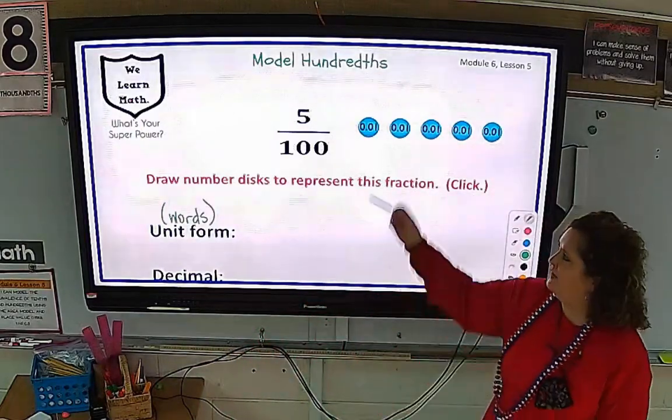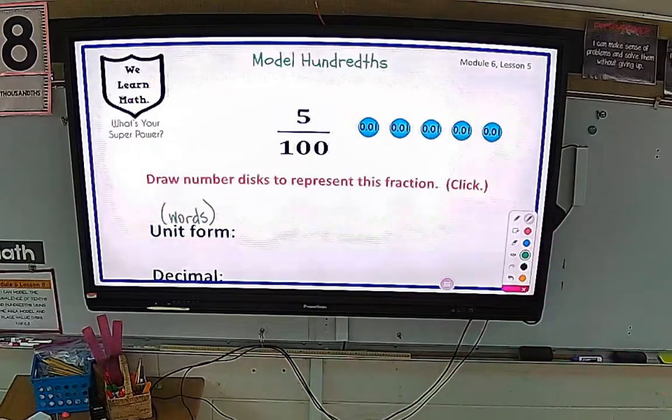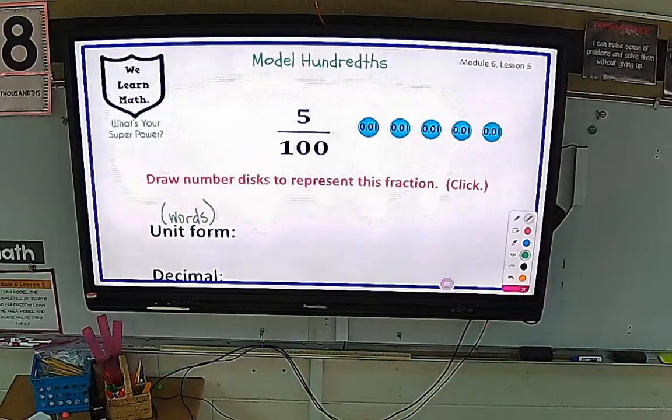How would you write 5 hundredths in unit form? Let your ear help you. Okay, I want you to write it. In a second, I'm going to ask you to hold it up. Show me. 5 hundredths. Unit form is a combination of numbers and words together. You say that. Maybe that'll help somebody remember. Because we've seen unit form a lot this year. Okay, show me what you got. If you have nothing.